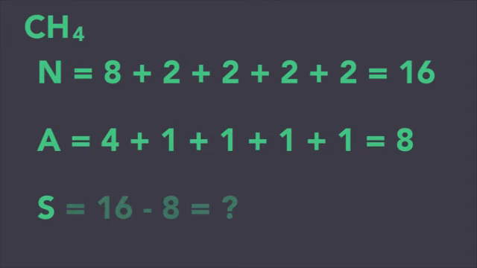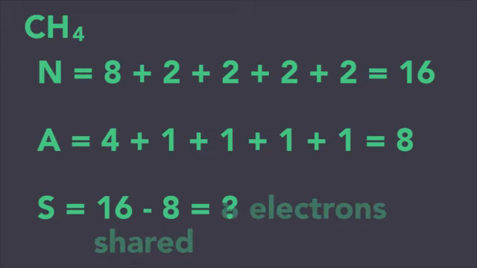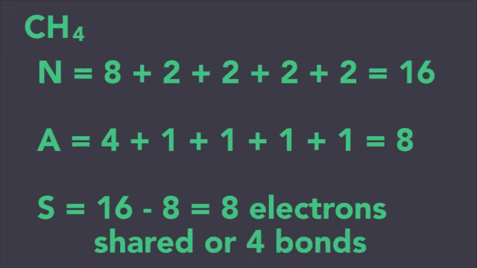Now, for step 3, subtract the number of VEs available from the number of VEs needed. 16 minus 8 is 8. That means the methane molecule shares 8 electrons among its 5 atoms. 8 divided by 2 is 4. There are 4 bonds between the carbon and the hydrogen atoms.